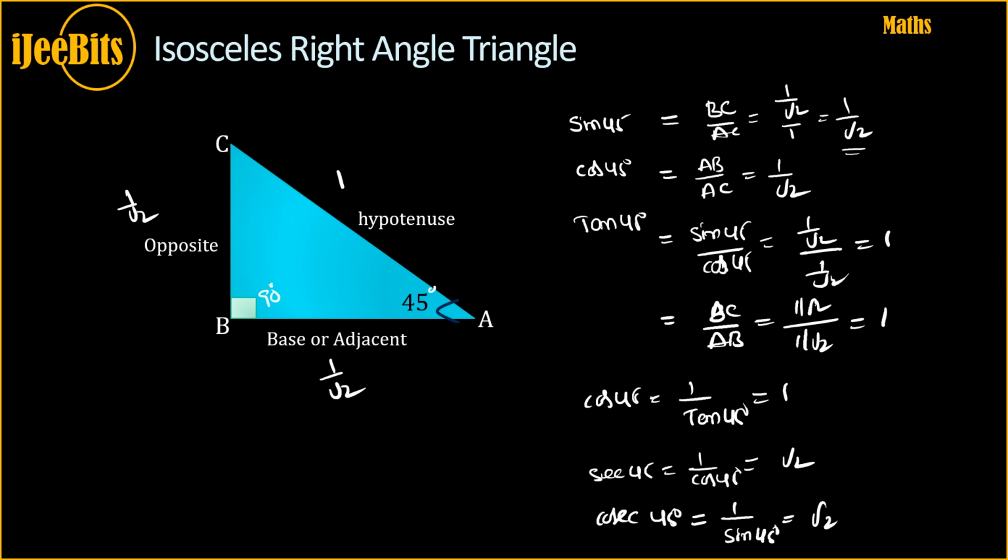This is how we can calculate sine, cos, tan, cot, secant and cosecant for this isosceles right angle triangle with angles 90, 45, 45. When you say isosceles right angle triangle, isosceles means two angles should be the same. So 45, 45 is the pair.